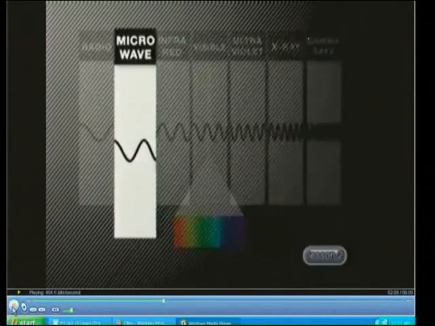The next part of the spectrum is microwaves, okay? Microwaves come after our radio waves, so there they are. They have a slightly shorter wavelength, slightly higher frequency, and I know you're all going, oh, we know microwaves. Of course you do.